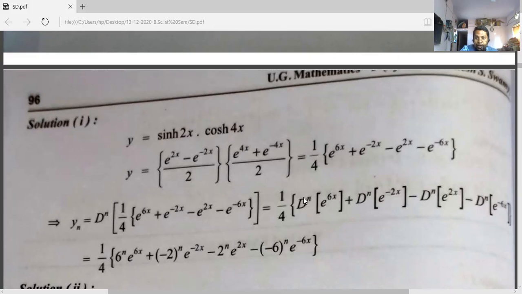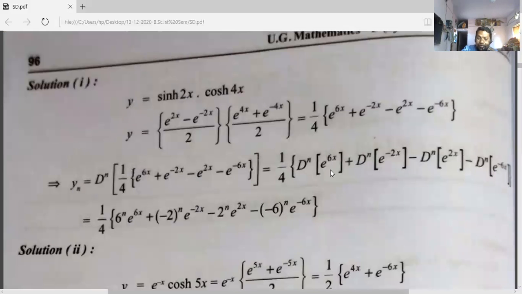Now here if you apply the linearity property, you can write this as d to the power n into e to the power 6x, and here also d to the power n into e to the power minus 2x and so on, by using the linear property. Now what is the nth derivative of e to the power mx? In the previous classes you have taken it. The nth derivative of e to the power mx is m to the power n into e to the power mx. The value of m is equal to 6 here.